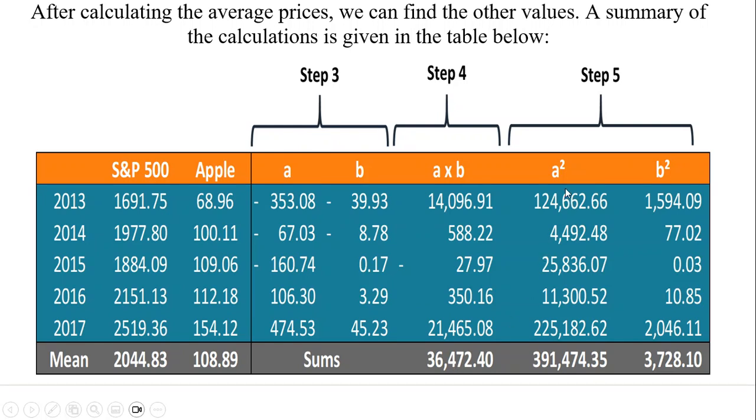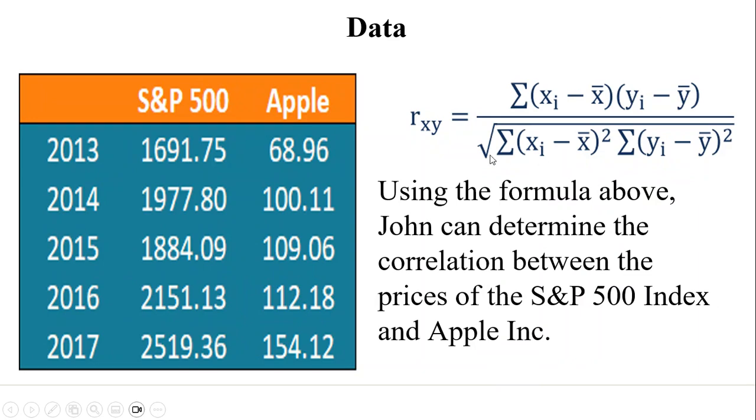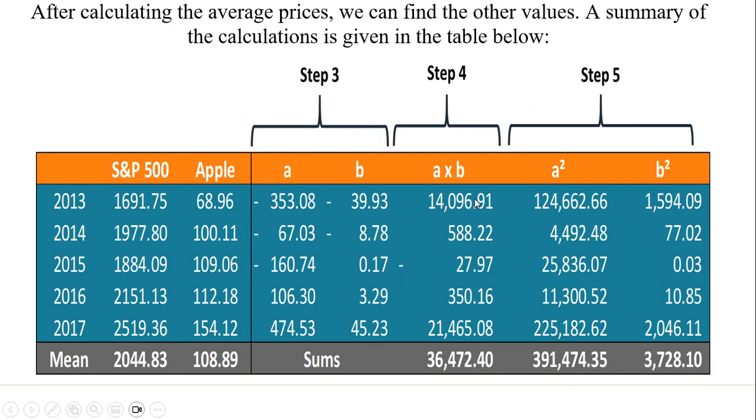Now, A square is what? This one down here, which is xi minus bar x squared. So we have it here. This is what we are trying to look for, which is the square of this. When you square this, obviously minus times minus will give you a plus. So that's why you're seeing that the square of minus 353.08 will give you 124,662.66. Same thing for this 67.03, we square it, we have it here.